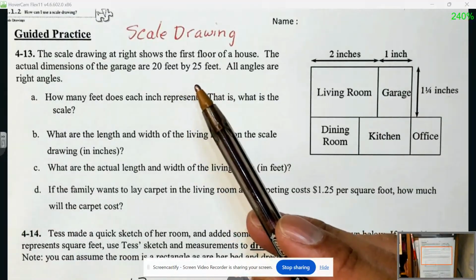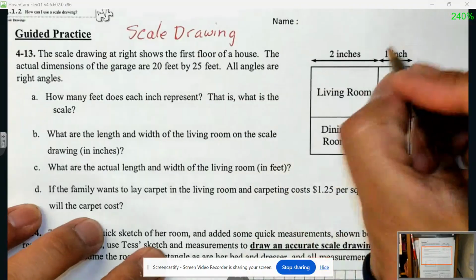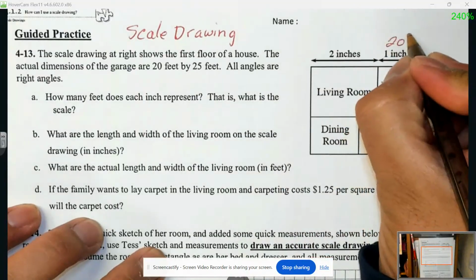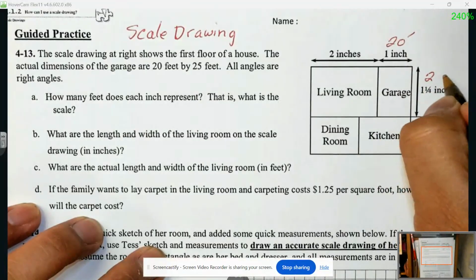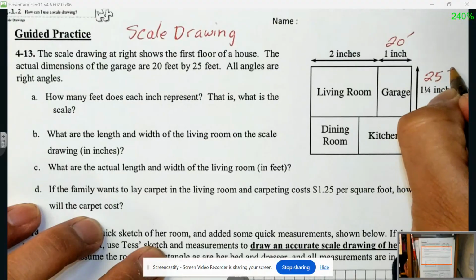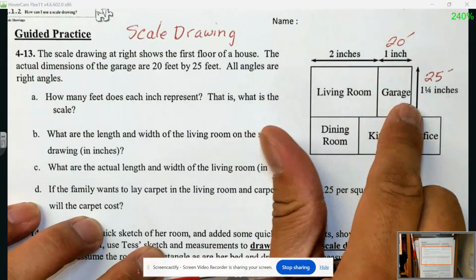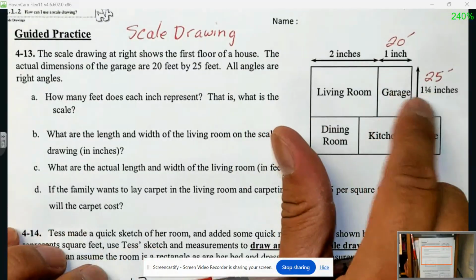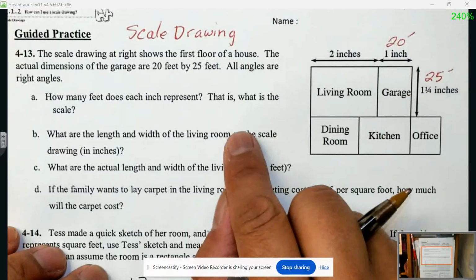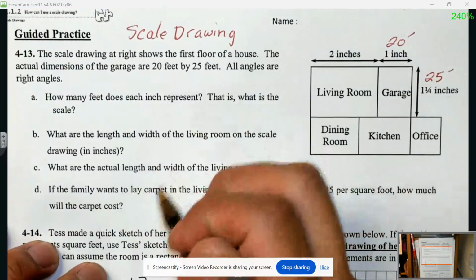And if you said that the 1 inch is 20 feet, and this 1 1/4 inch is the 25 feet, you're correct, because that's the smaller side, that's the larger side. Okay, longer side, shorter side. So this would be the only one that makes sense.